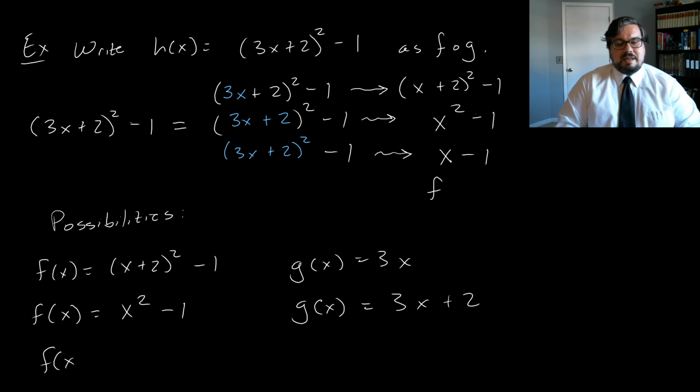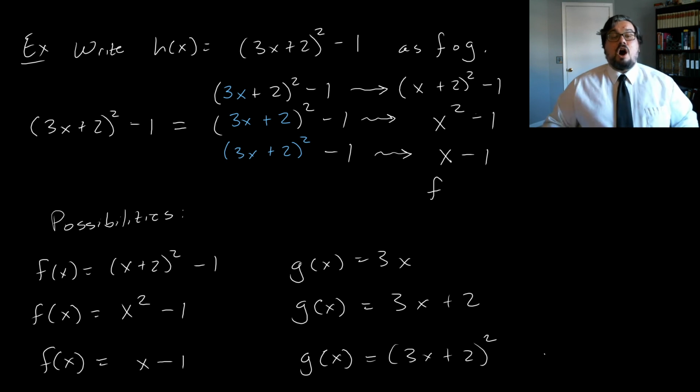And we could take f of x to just be x minus 1, and then g of x to be 3x plus 2 squared. All of those are possible decompositions of h into f and g such that f composed with g is h. Which one of them works best depends very much on the context of the problem.